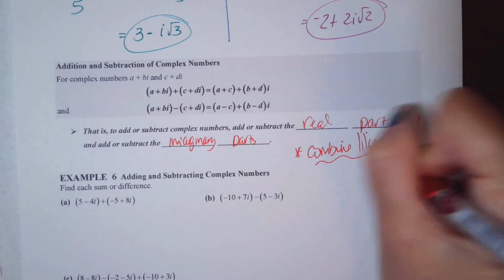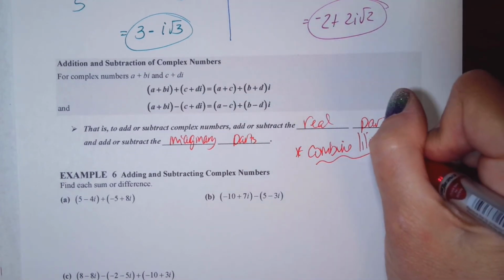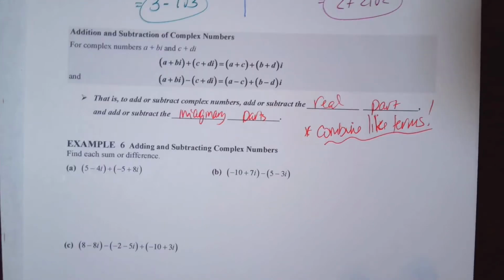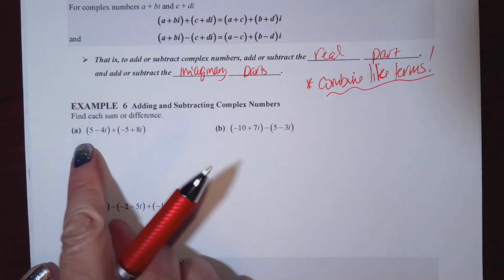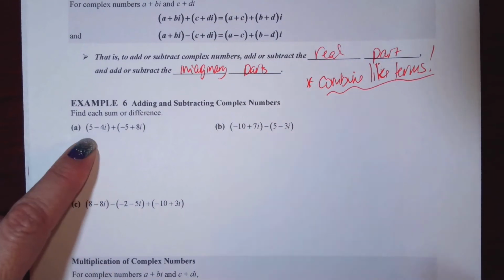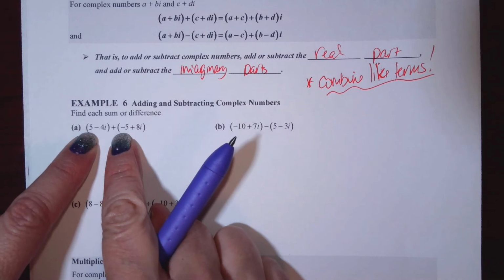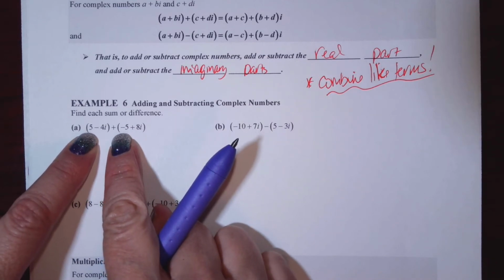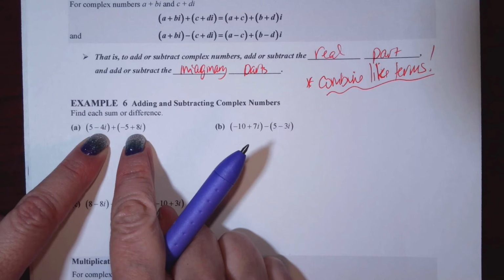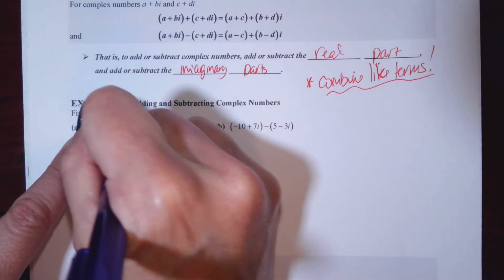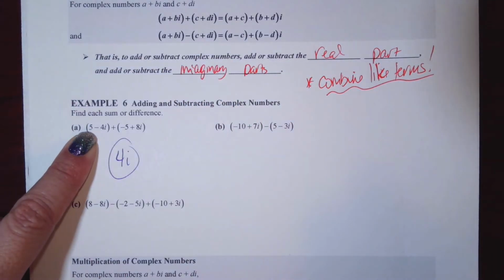You're just combining like terms. That's all you're doing. Looking to see what things you have that are alike and combining those things. So for A, for example here, I have 5 and negative 5. Those are real, and that adds to 0. Negative 4i and positive 8i, those are both imaginary, and that leaves me with a positive 4i.